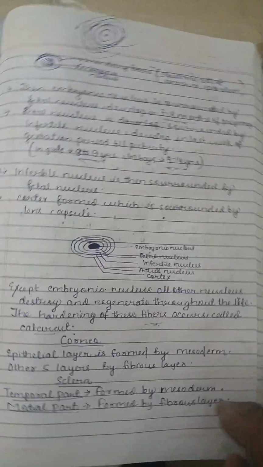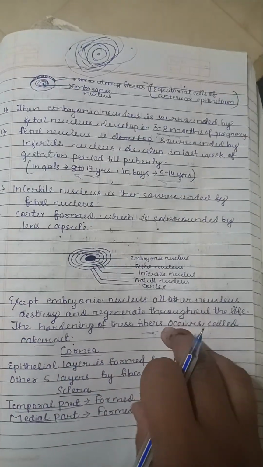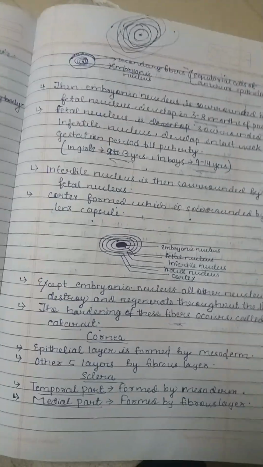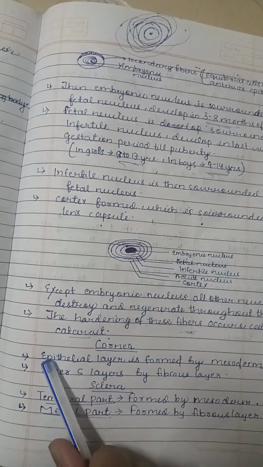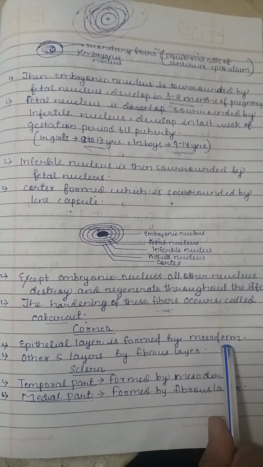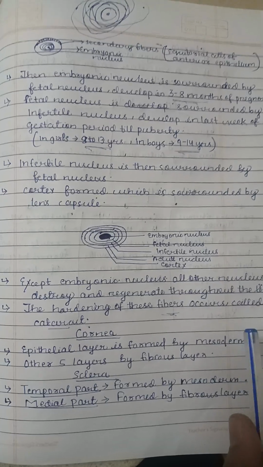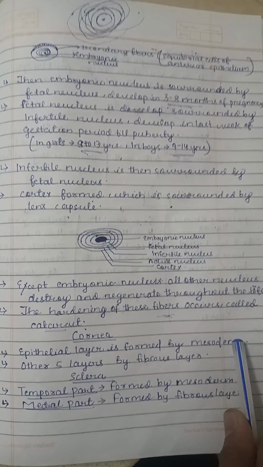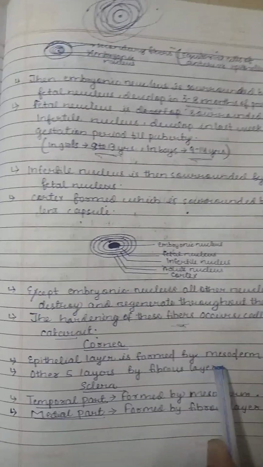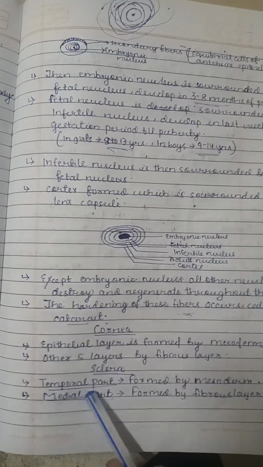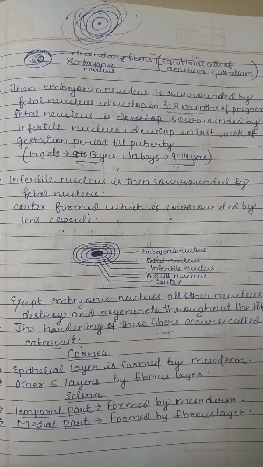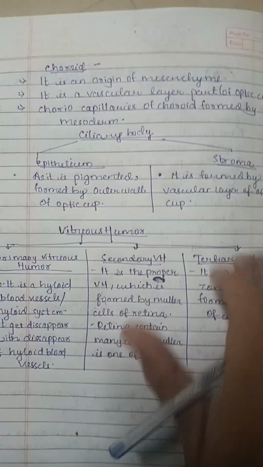Now, development of the cornea in the embryological period. As we know, there are 6 layers of the cornea. The first is the epithelial layer. This epithelial layer is formed by ectoderm. As we know, ectoderm is the outer germ layer. The other 5 layers are developed by the fibrous layer. Sclera: the temporal part of the sclera is formed by mesoderm, and the medial part of the sclera is formed by the fibrous layer. Then choroid.